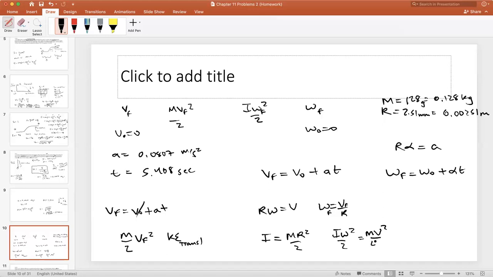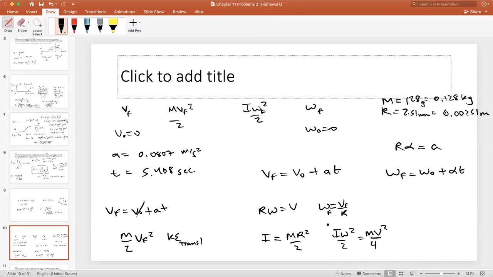Over 4. Because omega is v squared over r squared and I is mr squared over 2, you get this. So you can just compute this from that, and you can compute omega final from that. There's a bunch of ways you can do it. It's pretty simple. I'm not going to spend any more time on that. So that's the yo-yo problem.